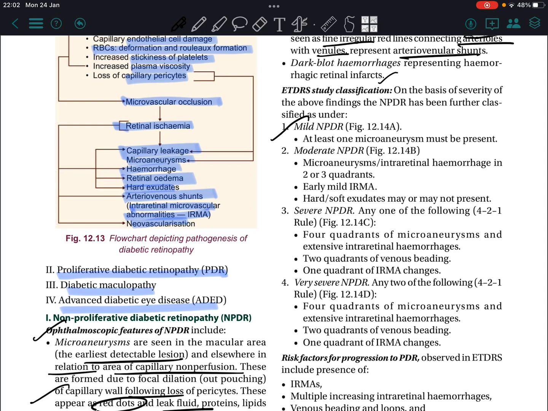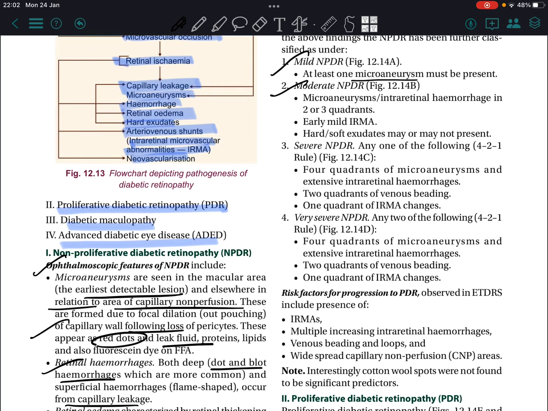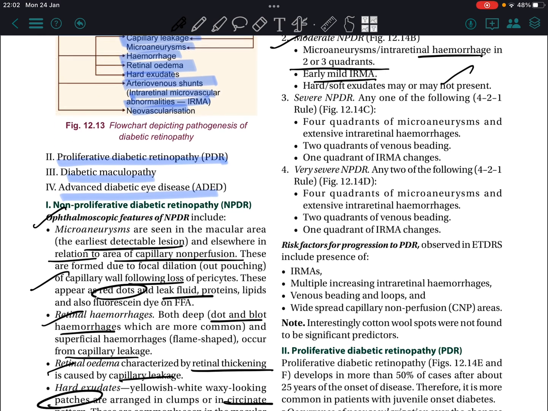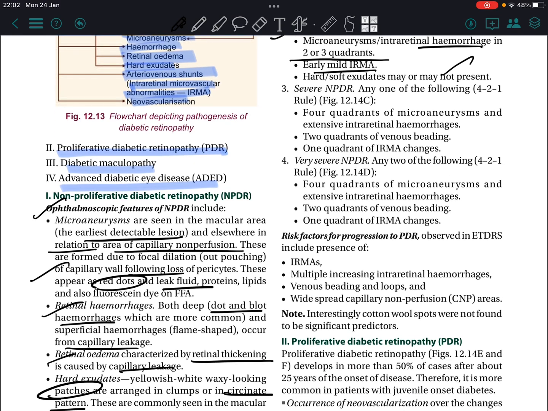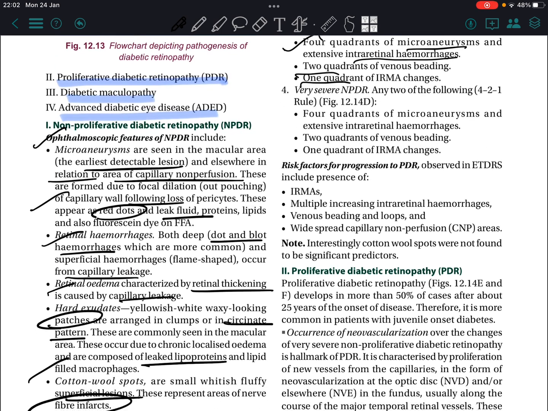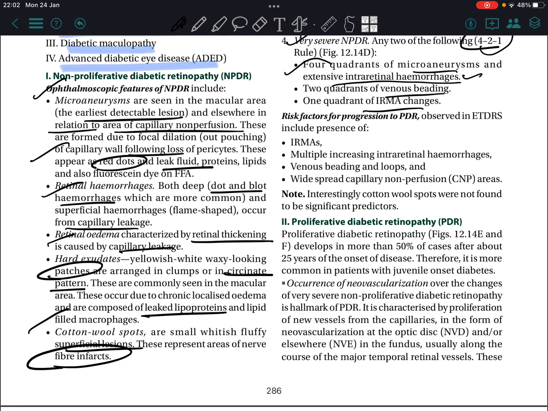ETDRS classification: mild NPDR, at least one microaneurysm is present. Moderate NPDR: microaneurysms, intraretinal hemorrhage in 2 or 3 quadrants, early mild IRMA, hard or soft exudates may or may not be present. Severe NPDR, any one of the following 4-2-1 rule: 4 quadrants of microaneurysm and extensive intraretinal hemorrhage, 2 quadrants of venous beading, 1 quadrant of IRMA changes. Very severe NPDR, any 2 of the following 4-2-1 rule: 4 quadrants of microaneurysm and extensive intraretinal hemorrhage, 2 quadrants of venous beading, 1 quadrant of IRMA changes.